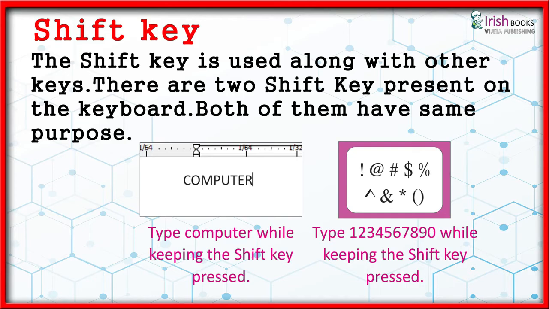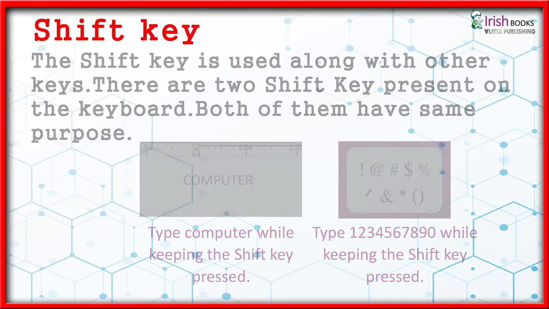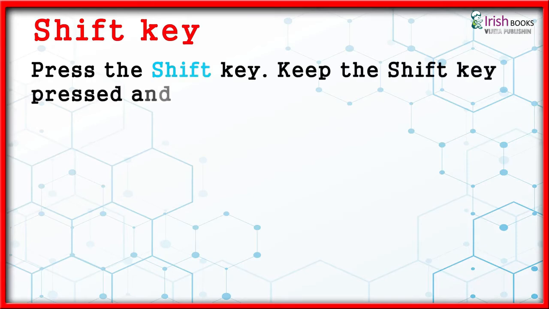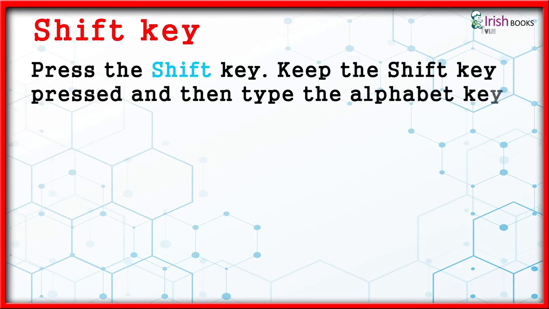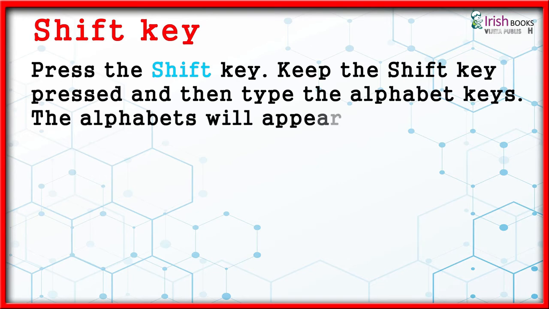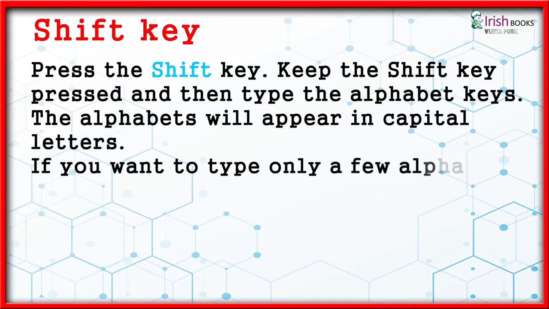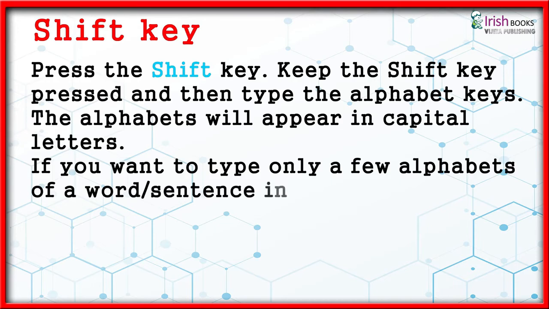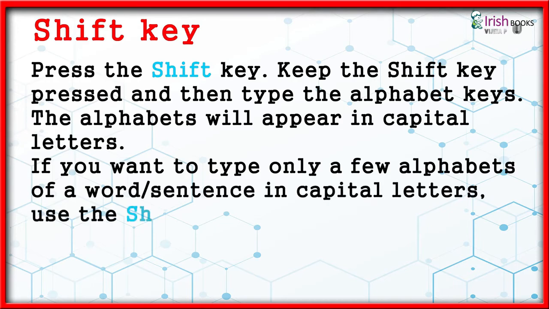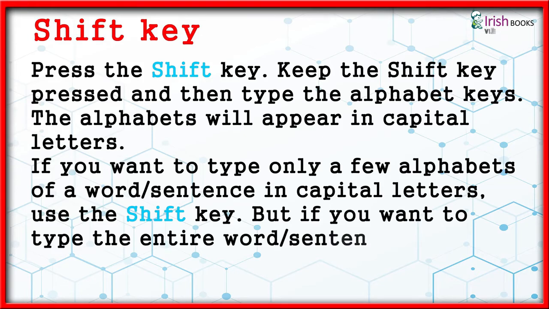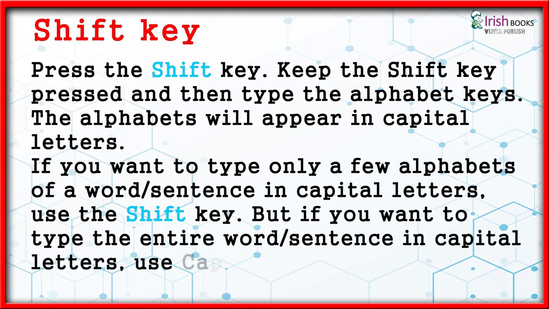Press the shift key. Keep the shift key pressed and then type the alphabet keys. The alphabets will appear in capital letters. If you want to type only a few alphabets of a word or sentence in capital letters, use the shift key. But if you want to type the entire word or sentence in capital letters, use caps lock key.